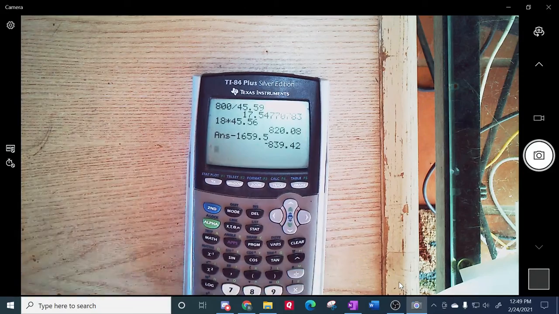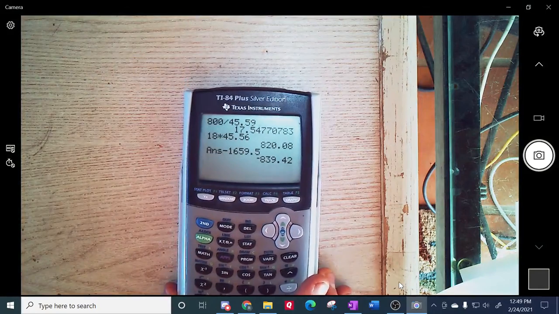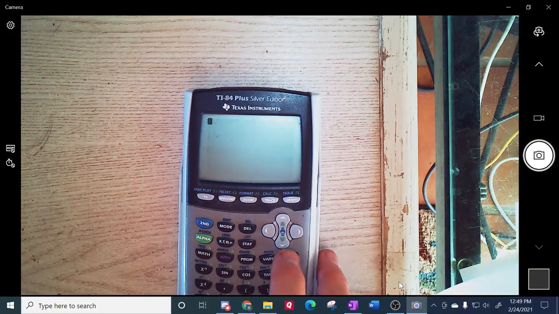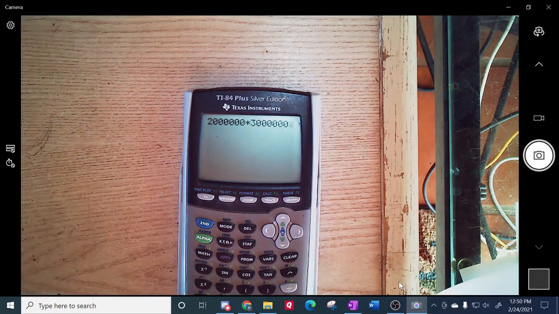Cool. So let me do this, and then I'll try that out. Okay. So if I take, let me clear all this. If I take a really big number times another really big number, there's not enough, my display won't hold the answer.